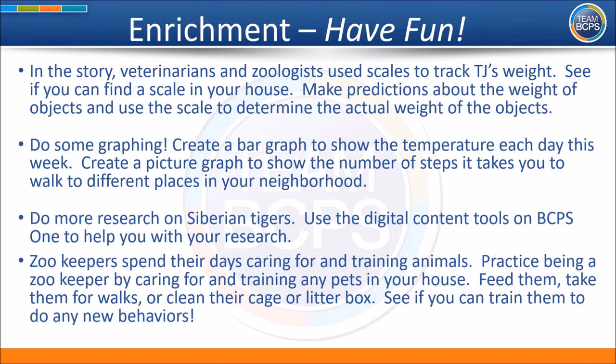Zookeepers spend their days caring for and training animals. Practice being a zookeeper by caring for and training any pets in your house. Feed them, take them for walks, or clean their cage or litter box. See if you can train them to do any new behaviors.